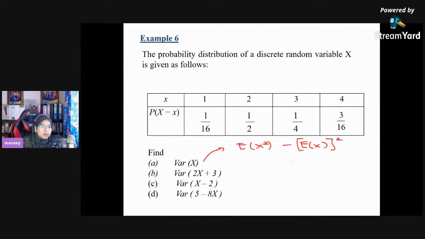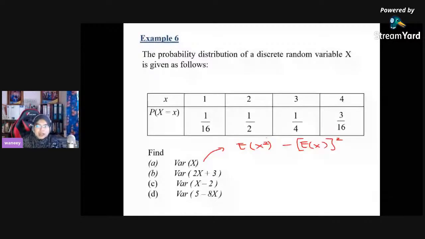square. Yep, Fatha, very good. That is the correct answer for the previous one, right?